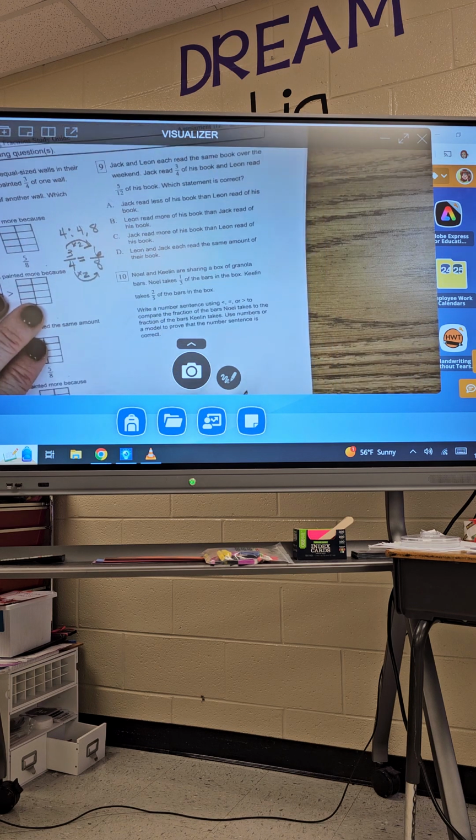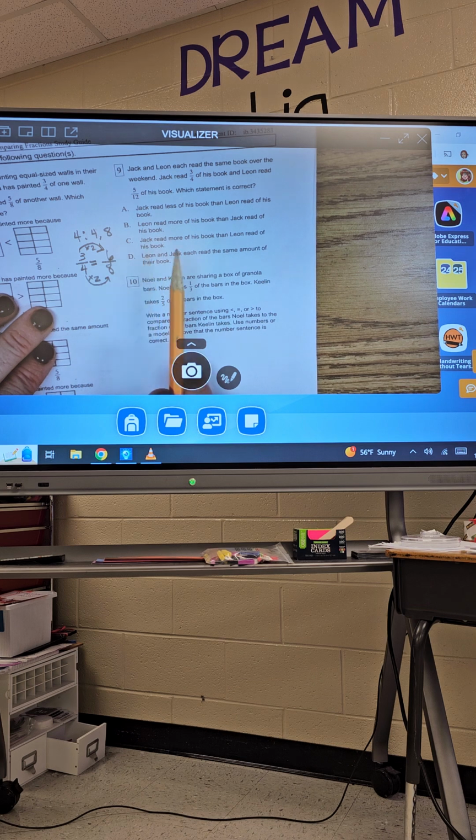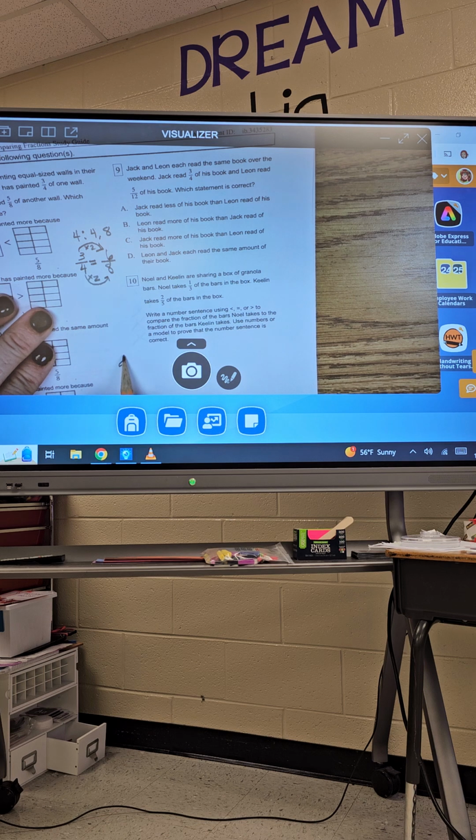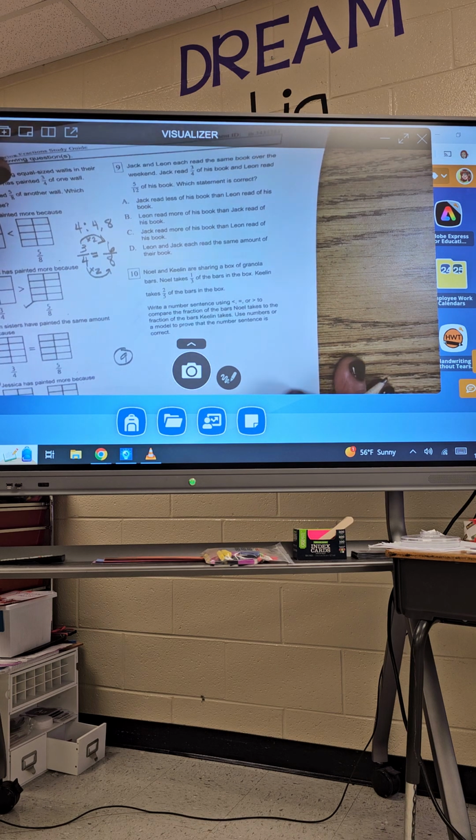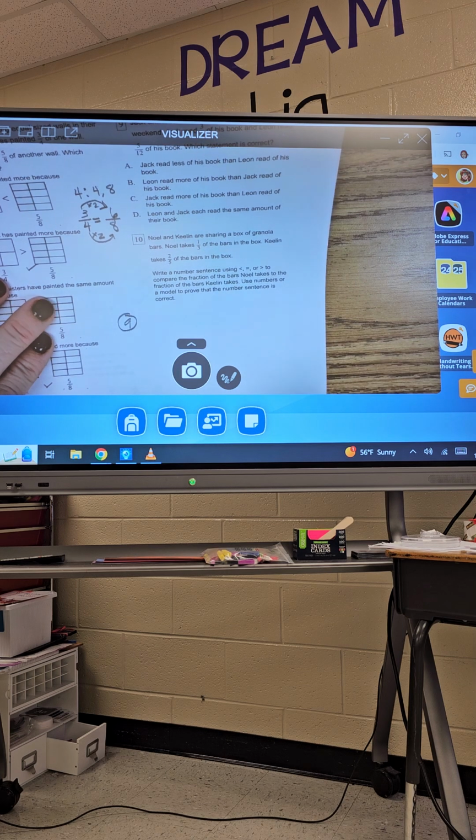Number 9. Jack and Leon read the same book over the weekend. Jack reads 3/4 of his book and Leon reads 5/12. Which statement is correct? I'm going to do the work down here at the bottom. I have room for 9 and 10. Okay, Jack, which statement is correct? Well, I can't do anything until I get equivalent fractions.